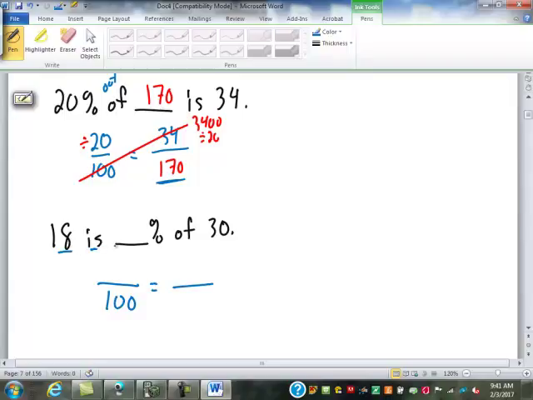Now here, 18 is blank percent. Implies the 18 goes with that missing percent. Of 30, again, you can read that as out of 30. Implies the 30 goes on bottom. So we can cross multiply and divide. 100 times 18 is 1,800. Divided by the 30 is 60. So 18 is 60% of 30.